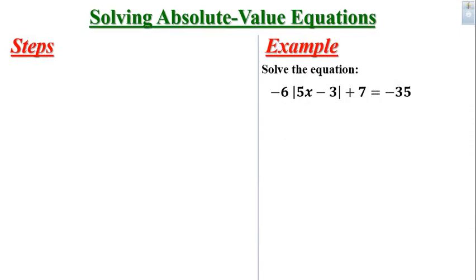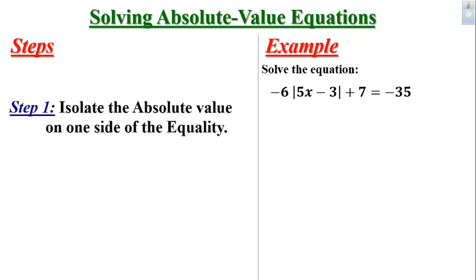Now, let's get into the particular situation here. We're going to talk about solving absolute value equations, and I have an example here to illustrate. Solve this equation: negative 6 times the absolute value of 5x minus 3, plus 7, is equal to negative 35. The first step is to isolate the absolute value on one side of the equals. So we'll use PEMDAS to get the absolute value expression by itself.